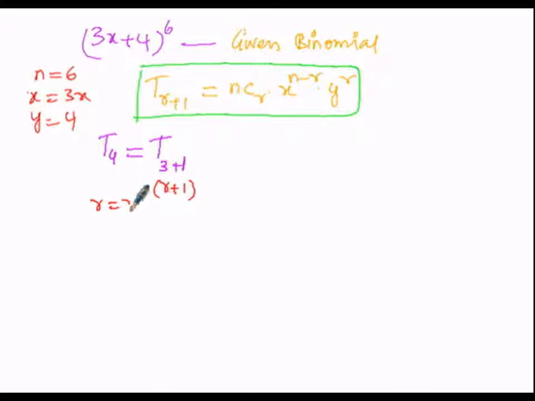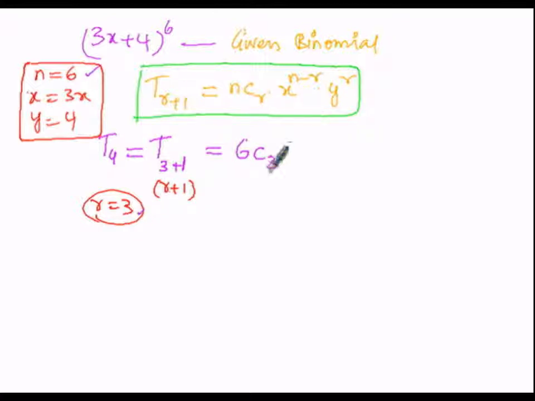So r equals 3, n equals 6, x equals 3x, and y equals 4. The fourth term equals 6C3 into (3x) whole to the power of n minus r, that is 6 minus 3, into y, that is 4, whole to the power of r, which is 3 again.